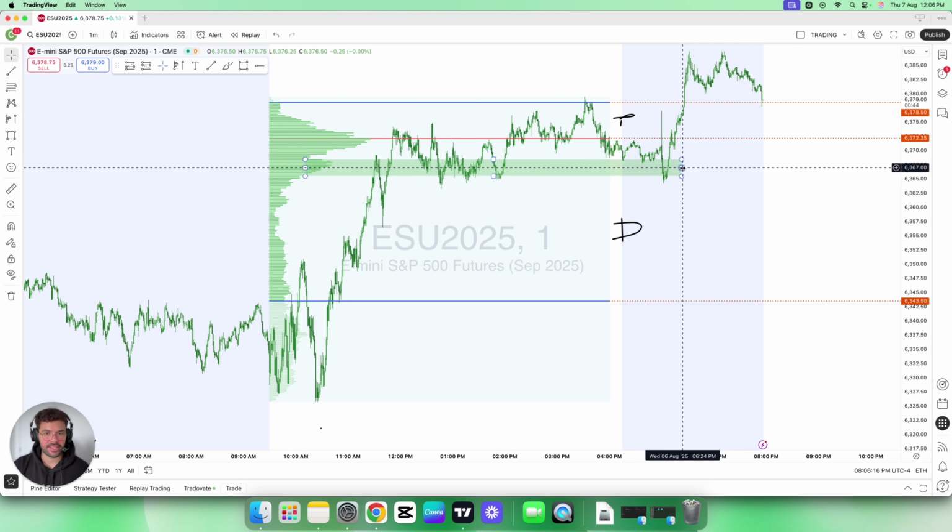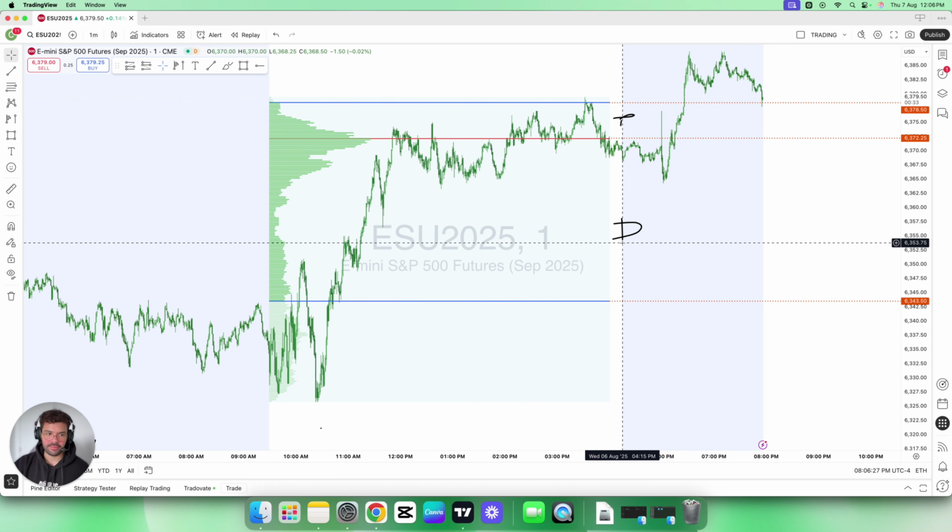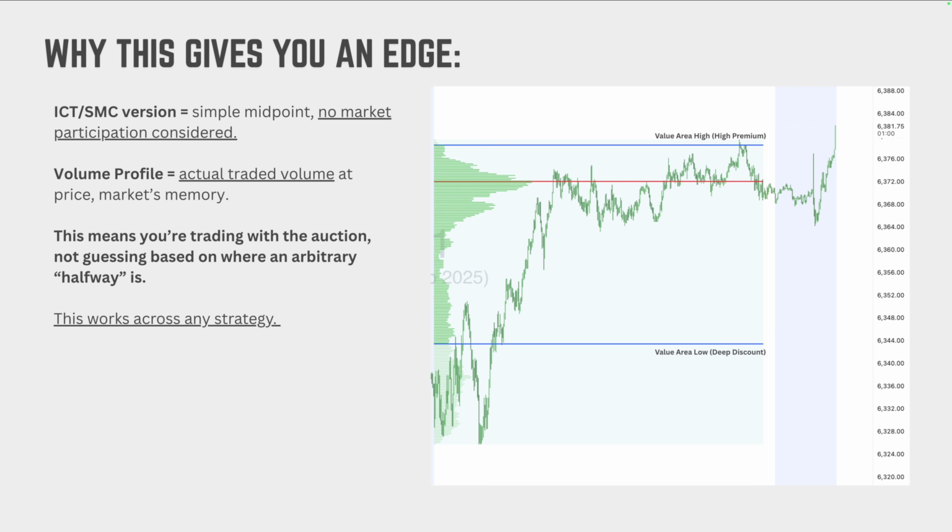But no matter what your strategy is, if you can truly understand where fair value is using volume profile, you have an edge above these other traders who are incorrectly measuring premium and discount. The ICT SMC version measures premium discount on a simple midpoint with no market participation considered, no market mechanics considered, nothing. Right, it's an arbitrary level. But using the volume profile, you are finding premium and discount based on actual traded volume, referring to the market's memory. So you're not using arbitrary levels anymore, you're using logical levels based on real transactions and order flow, meaning you are trading with the auction and not guessing based on where an arbitrary halfway point is.